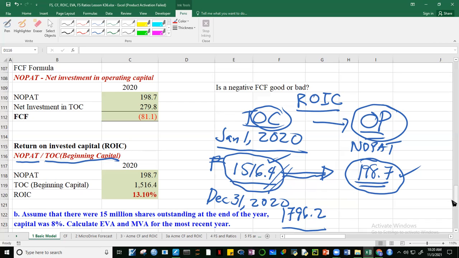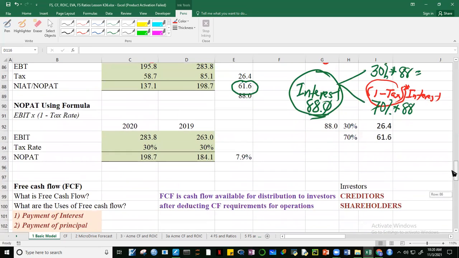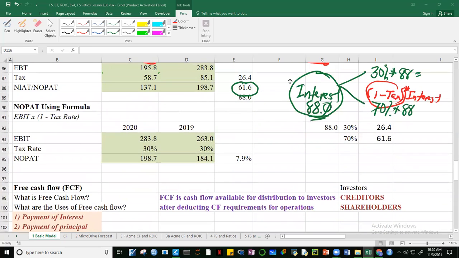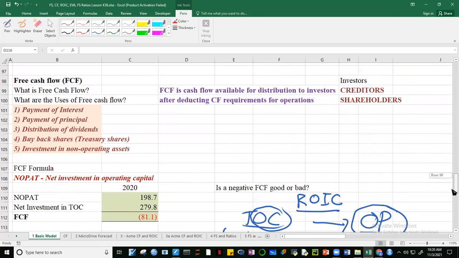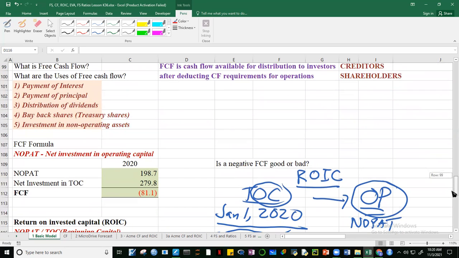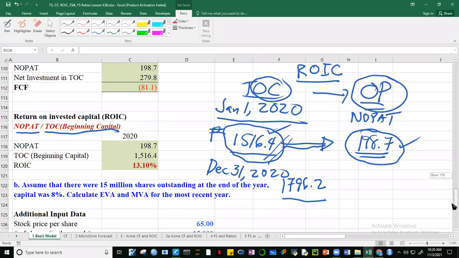Why was value created? Okay, positive ROIC. Okay, thank you, Ed, for volunteering your answer. Partly true, no? Partly true na positive yung ROIC. Pwede ba maging negative yung ROIC? Guys, pwede? Yes, pwede. Now, TOC, guys, laging positive yan.